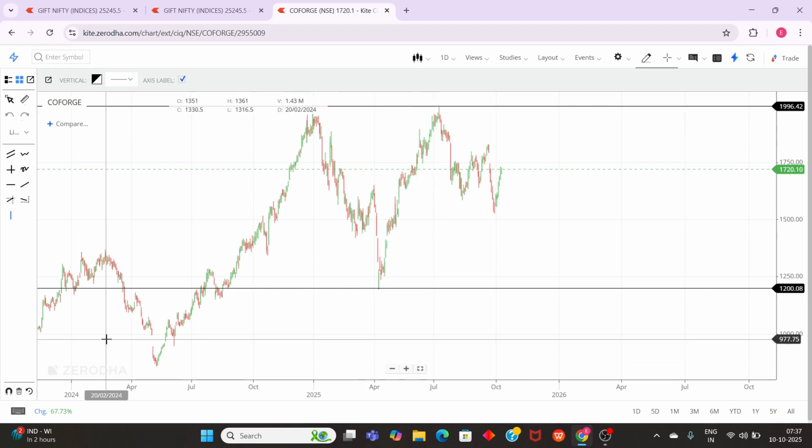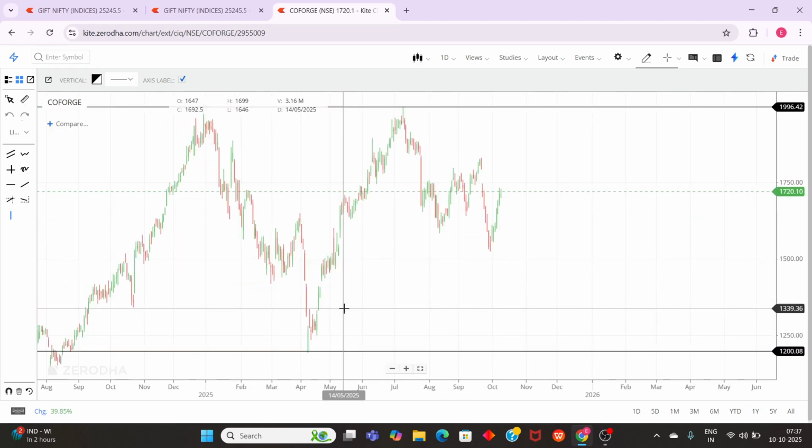So close to 2398 somewhere here, so that you can cover the entire rally which you had missed out at these levels. As I mentioned, aim for a minimum of 1 is to 5. After that, trail the stop loss. Do not make any loss from that point. The SL should be minimum, like if it's 1700 levels, there are 100 points, or if it's percentage wise, maximum 5%, not more than that.